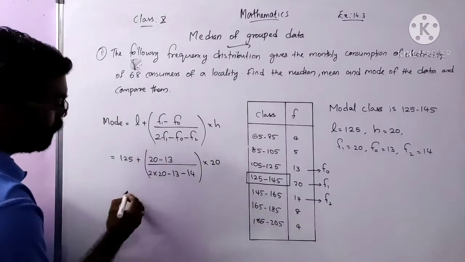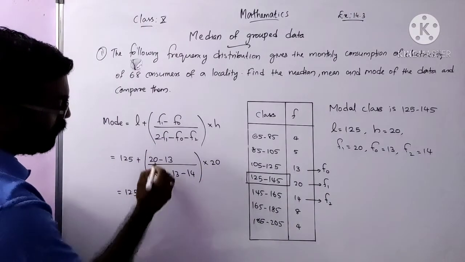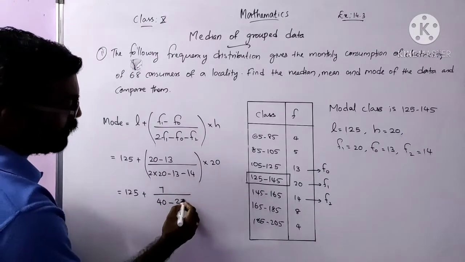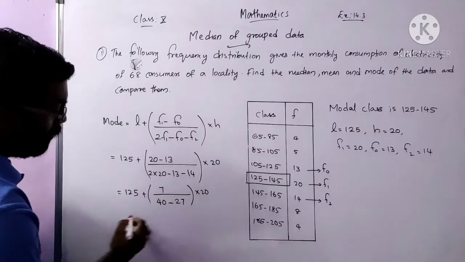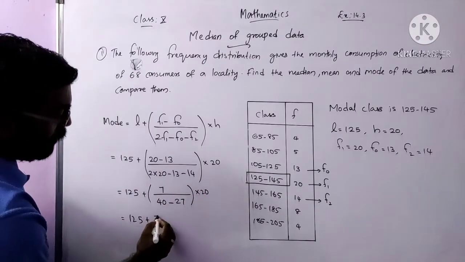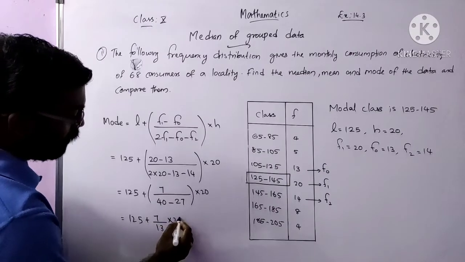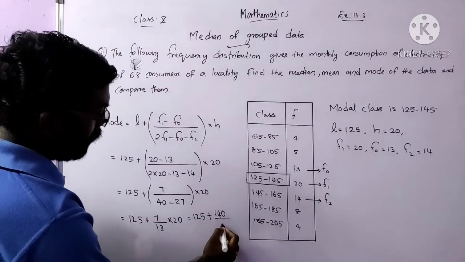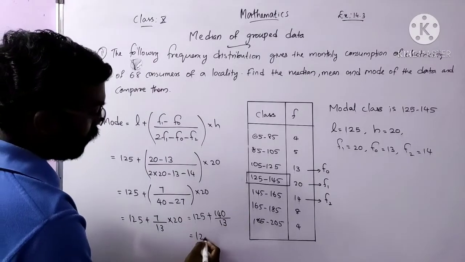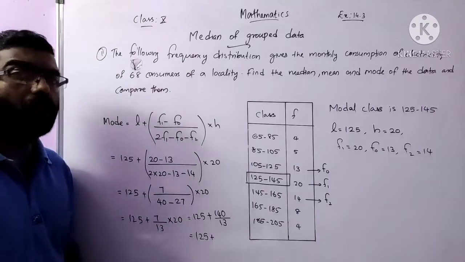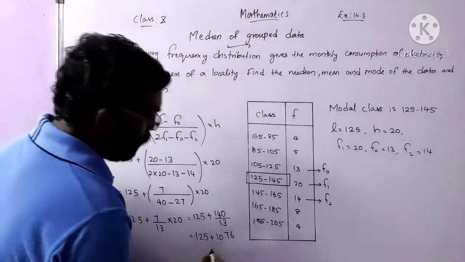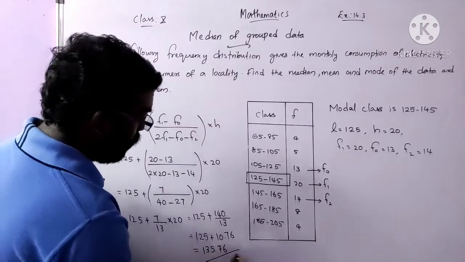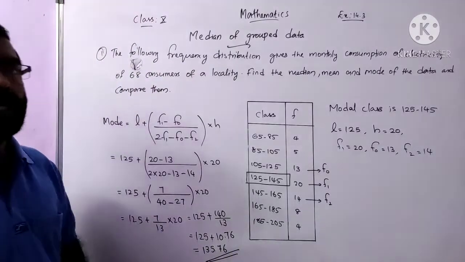That is 125 plus 20 minus 13 is 7, divided by 40 minus 27, into 20. That is 125 plus 7 divided by 13 into 20. Or we can write 125 plus 140 divided by 13. That is 125 plus 10.76. So our answer is 135.76 units. So the mode of the given data is 135.76.